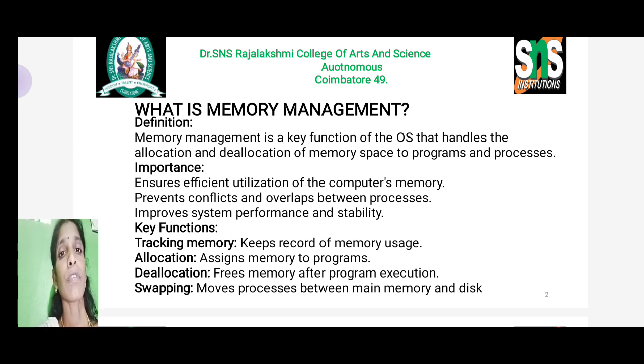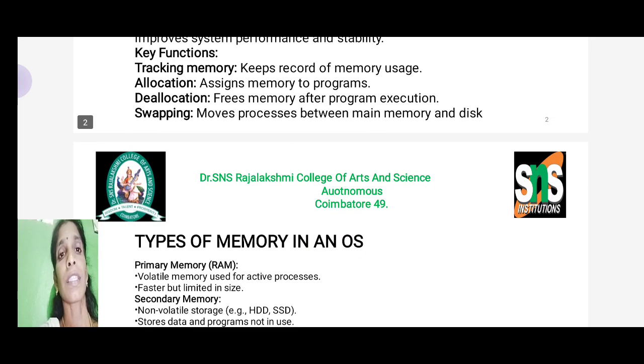Before execution, it should reside over the memory. For that, we have to allocate some space. After completing the execution by the processor, the memory space should be freed for another process. That is called allocation and deallocation of memory. Swapping, it moves processes between main memory and the disk.